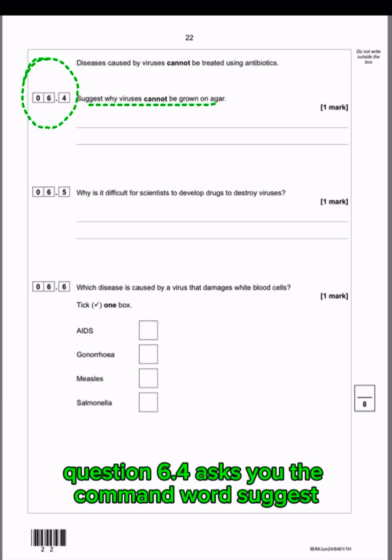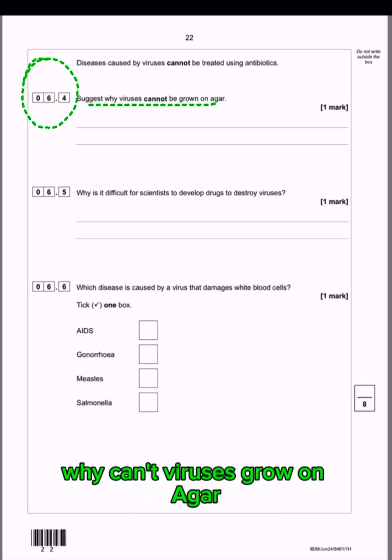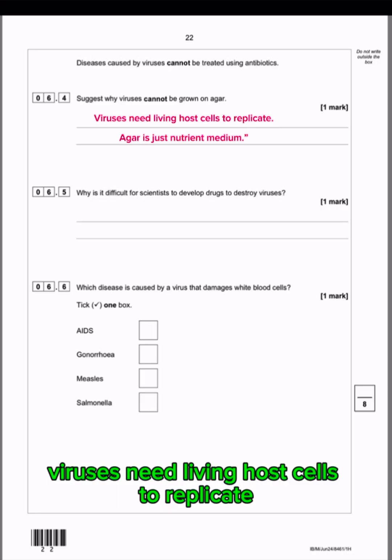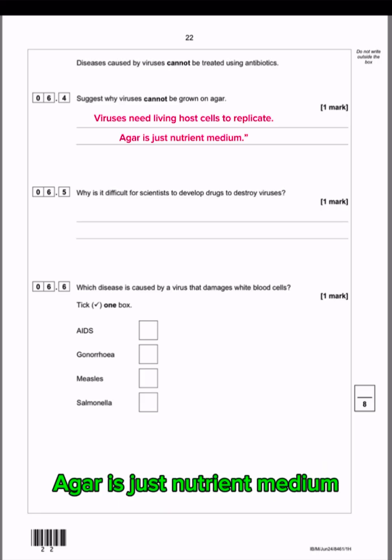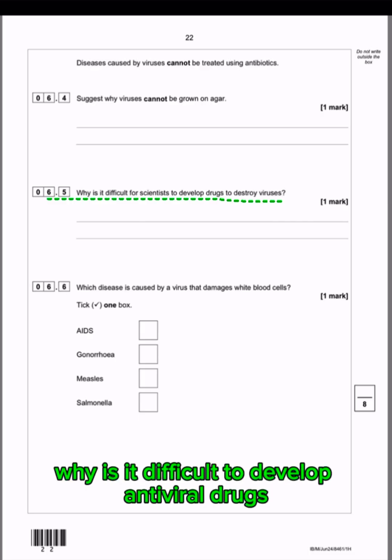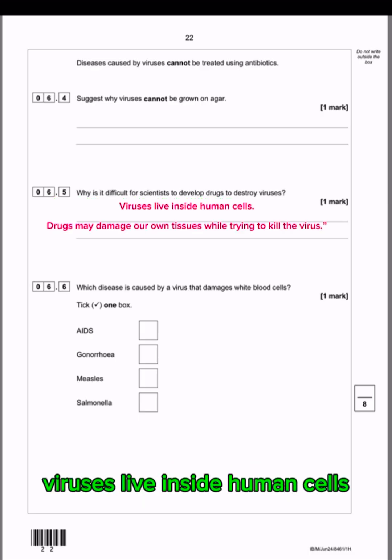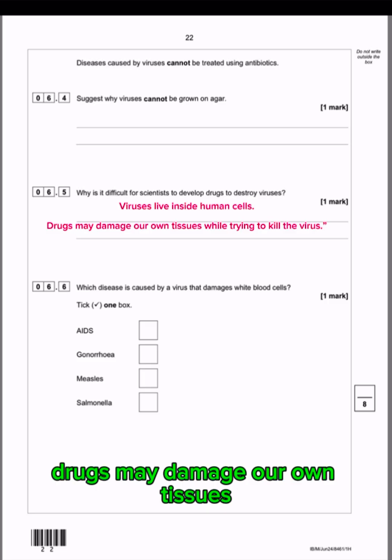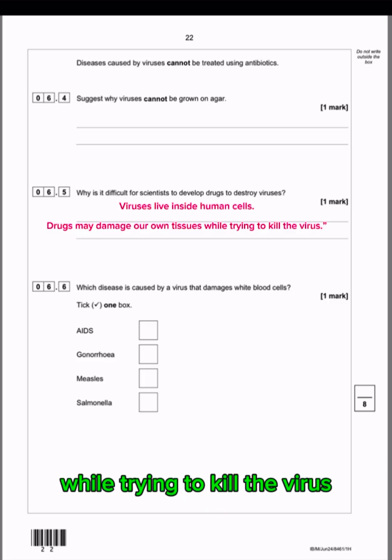Now the first part, question 6.4, asks you, with the command word suggest, why viruses can't grow on agar. Viruses need living host cells to replicate. Agar is just a nutrient medium. The next question, part 6.5, asks why it is difficult to develop antiviral drugs. Viruses live inside human cells. Drugs may damage our own tissues while trying to kill the virus.